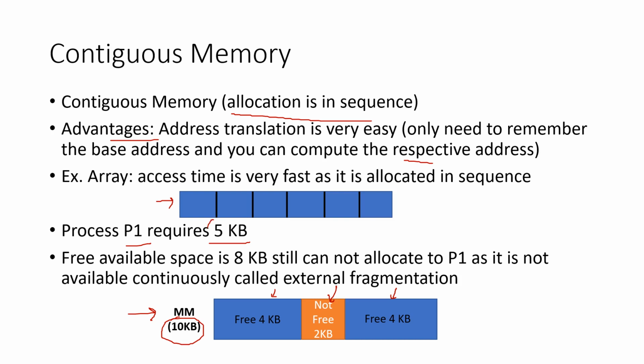So what is the requirement? We want 5 KB, but free available space is 8 KB. Still we cannot allocate this space to P1 as it is not available continuously. So even if the 8 KB space is available, we are not able to allocate it to P1. This space is not utilized, so this is called external fragmentation. It's a very important concept, okay. You have to remember this.